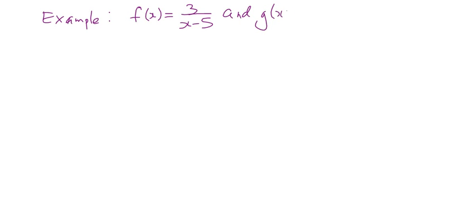Okay, what else? What if we have some rationals? f of x is 3 over x minus 5, and g of x is x over x plus 2. Make sure I got those right. Yeah, I think they're right.